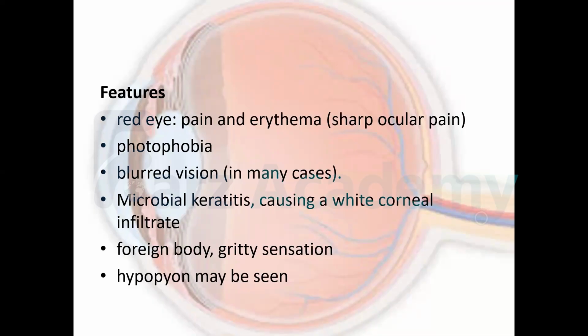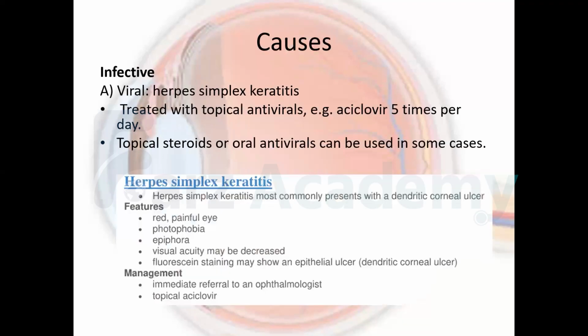The pain in the eye is extremely sharp. Patients can complain of photophobia and blurred vision, and microbial keratitis usually causes a white corneal infiltrate, if it is an infective cause. A foreign body can also lead to a gritty sensation and irritation over the layer of the cornea. And hypopyon can be seen in cases of infective keratitis.